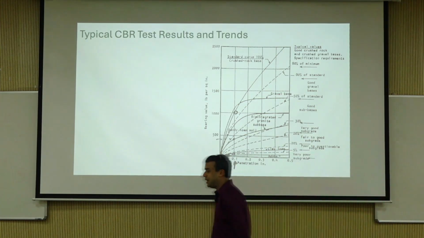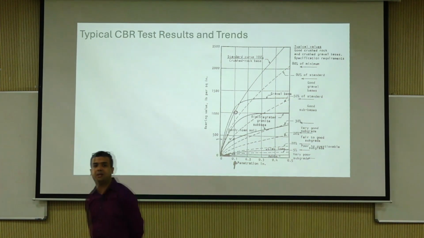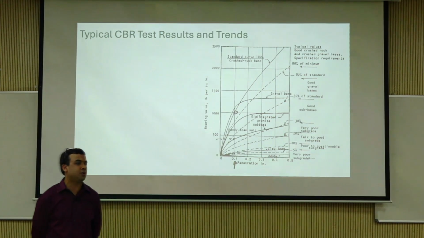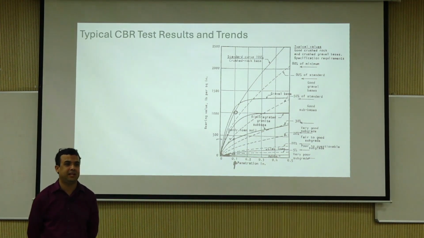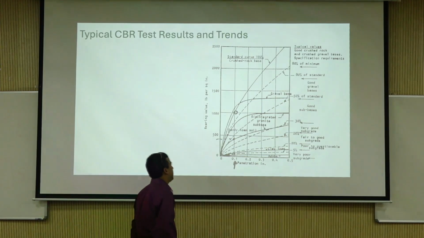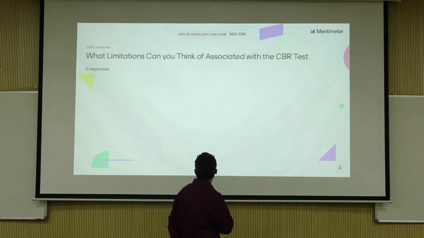Some of the things I'm not very familiar with, the Indian practice, but the point is usually for a crushed rock you should get something at least 80 or something like that. That's a good number. A lot of times you get 100 or something, or even greater than 100. We'll get into those things.